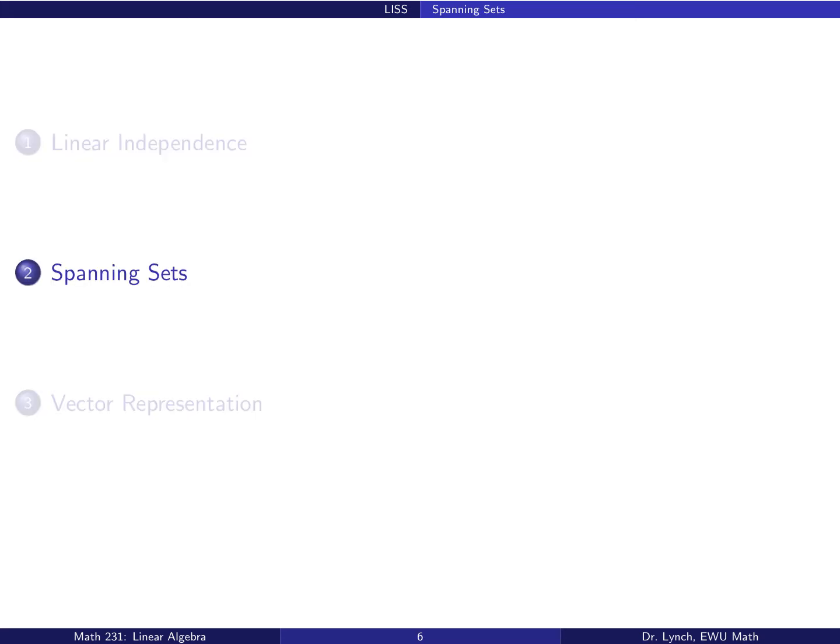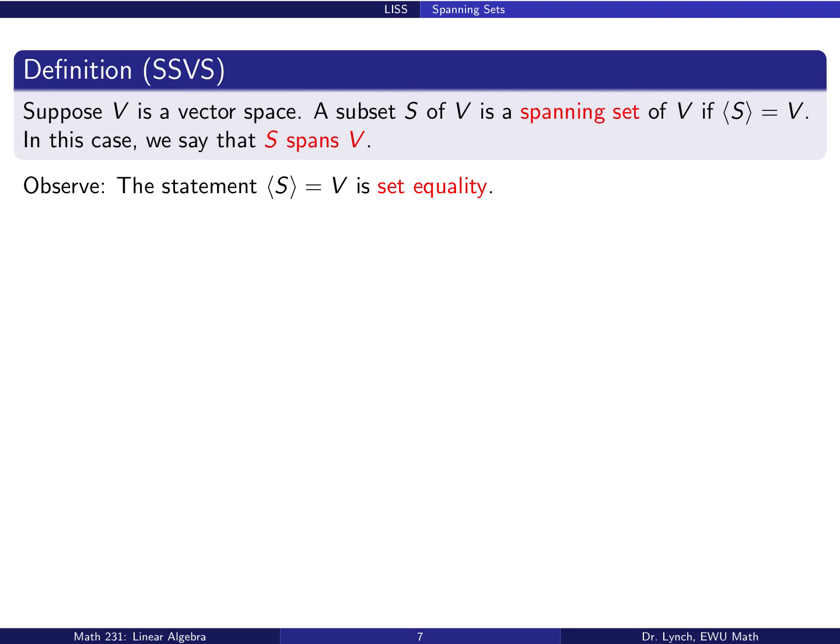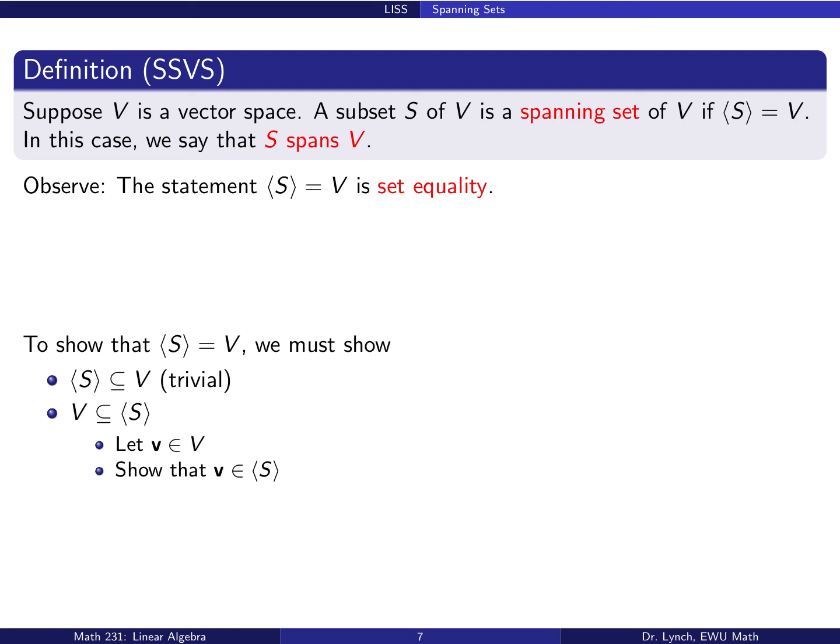Okay, let's talk a little bit about spanning sets. So here's sort of a new definition. A subset S of V is called a spanning set of V if the span of that set is equal to V. Okay, I want to point out that this statement is a statement of set equality. Now, we've dealt with set equality before, and what you have to do to show this set equality is to show that the first is a subset of the second.